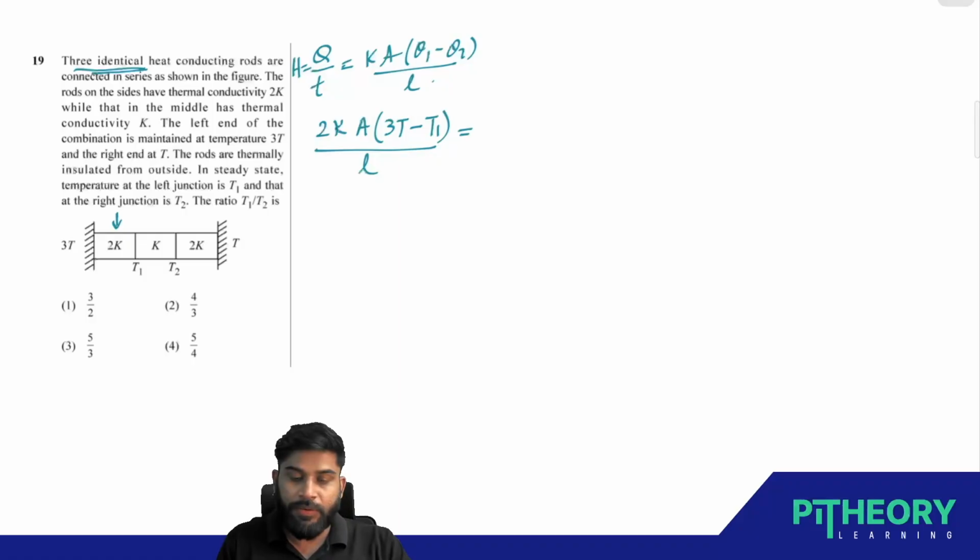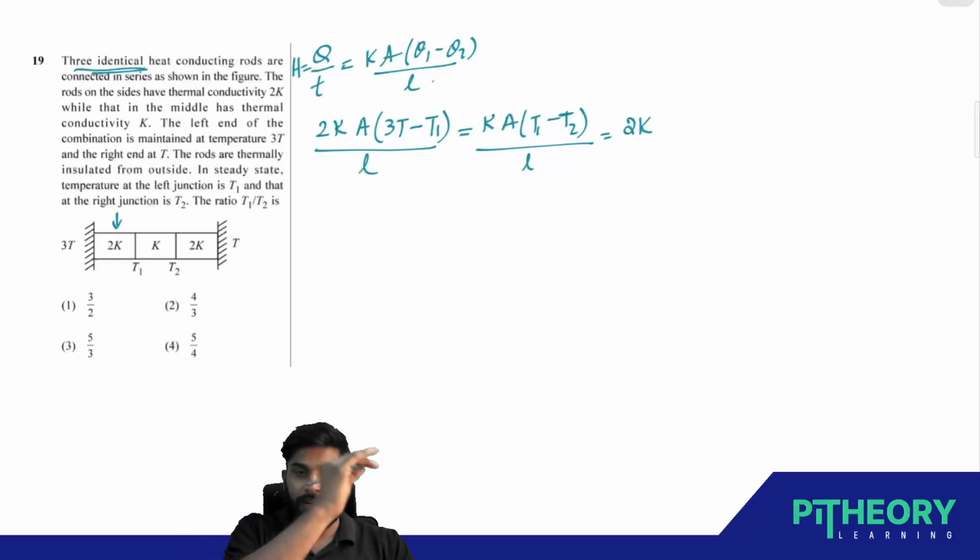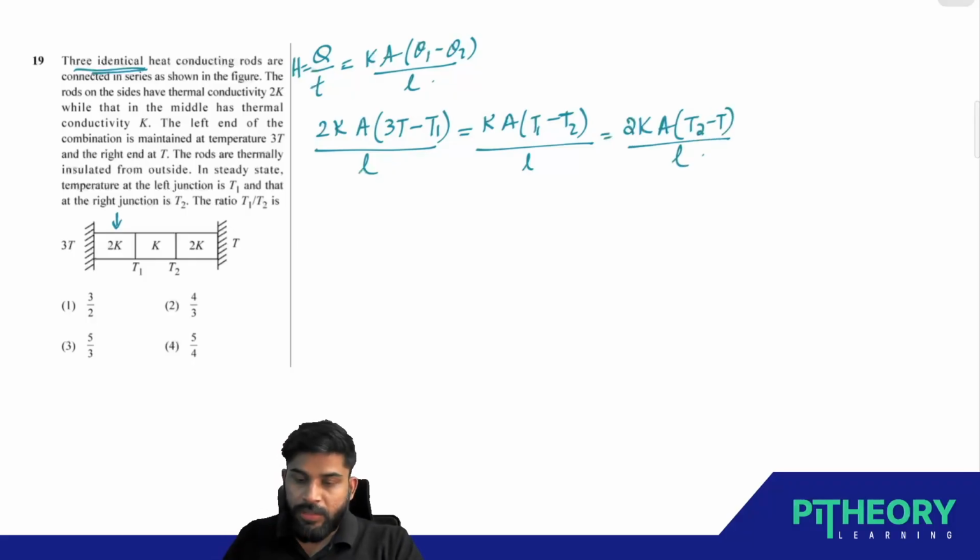For the center rod, you can write it as what? Coefficient of thermal conductivity is K only. A into T1 minus T2, correct? Divided by L. The temperature difference is T1 minus T2, okay, from the hot end to cold end, basically the heat will flow, right? So temperature difference like this you have to take, equal to L, and that will be equal to what? 2K, coefficient of thermal conductivity of the rightmost one, into A into temperature difference, which will be what? T2 minus T, divided by L.